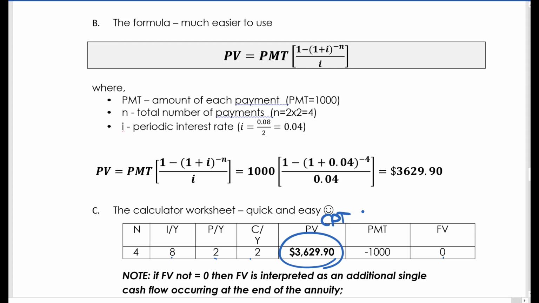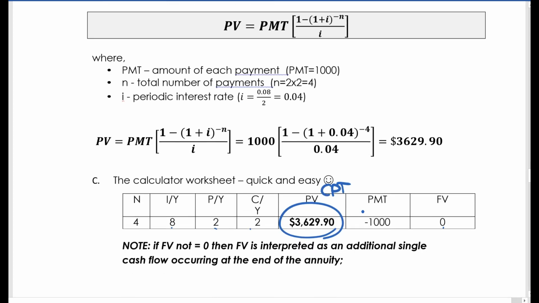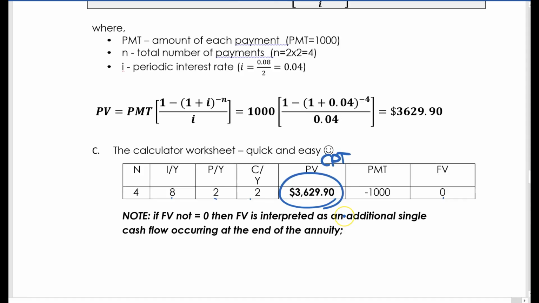present value, and you get the exact same number. Okay, so again, same sort of thing. If your future value is not zero because maybe you want to have a lump sum payment at the end of that annuity, you would just add that in, and it's considered a single cash flow. Then you find the present value of that particular ending cash flow. Kind of similar to when we did the future value in the previous section.